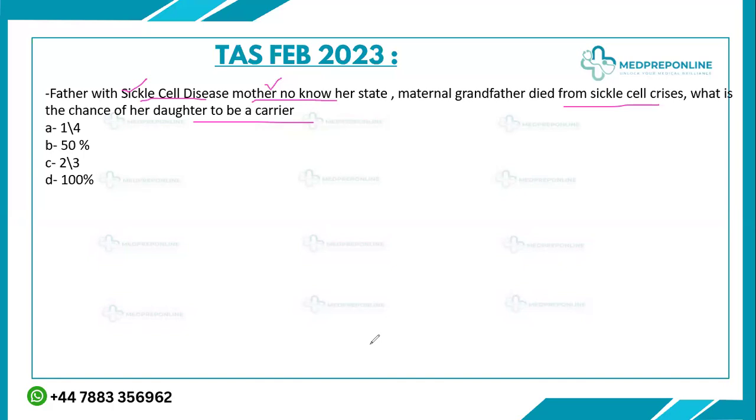Okay, 50%. Yes, exactly. Very easy. Okay, so draw the crosses. This is the father who is affected. Okay, this is the mother who is a carrier. So you are going to draw the crosses. Okay, what you will get is two genetic mutations, and then you will get two carriers, and so you will see that 50% are affected and 50% will be carriers, so the answer will be 50%. So it's very simple.